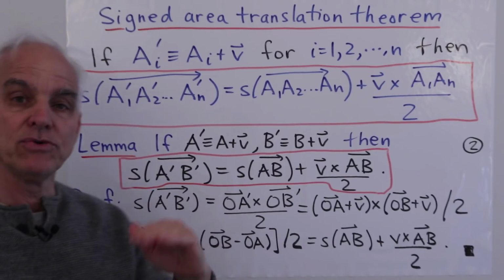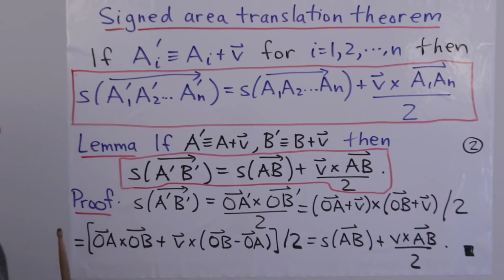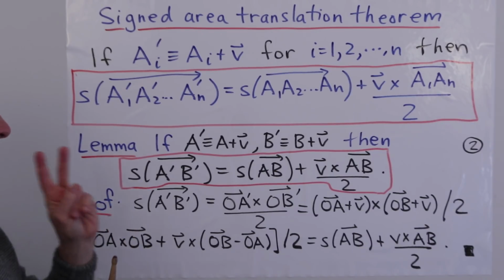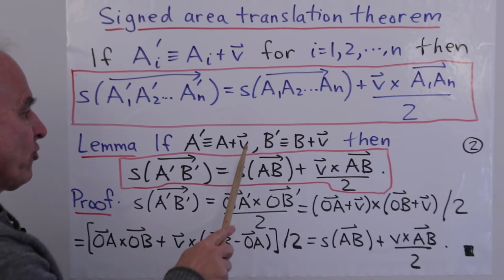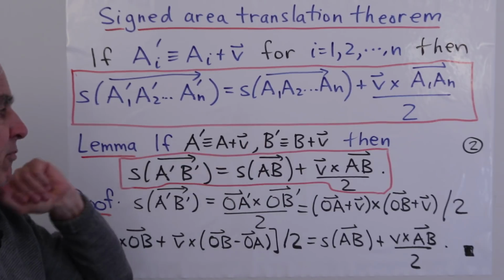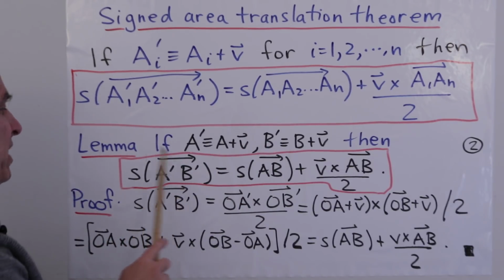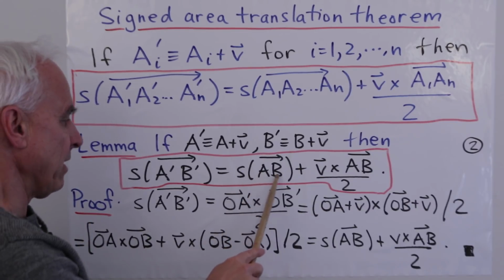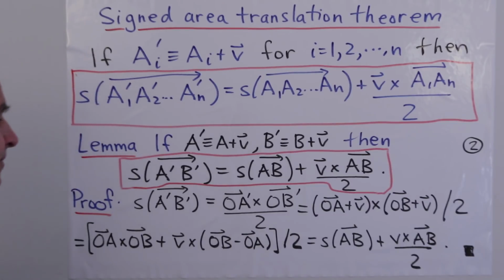Now we're going to prove it in two stages. The first thing is just a sort of preparatory lemma, which is a special case when we just have 2 points. So suppose we have 2 points A and B, and we translate both of them by a vector v, giving us A prime and B prime. Then the lemma is that the signed area of A prime B prime is the signed area of AB plus V cross AB all over 2.